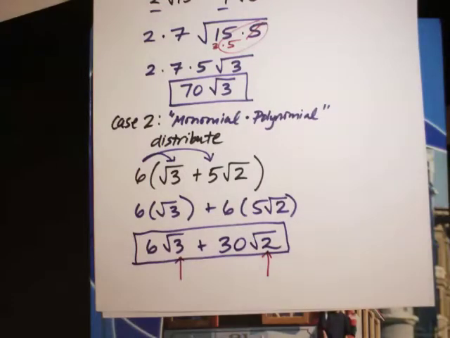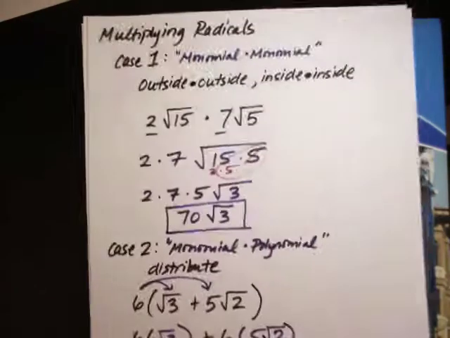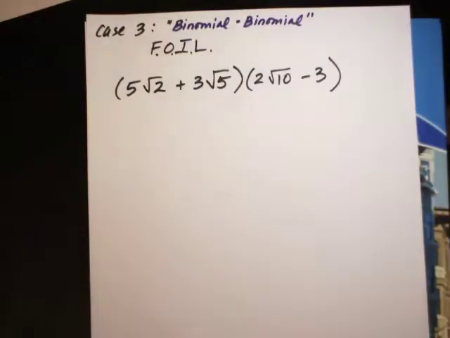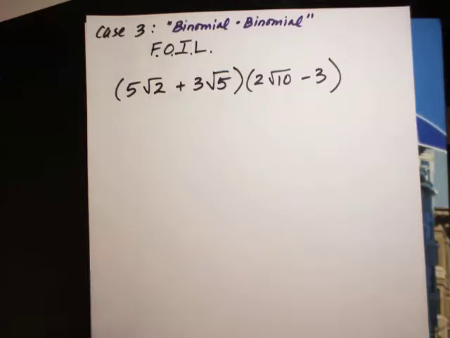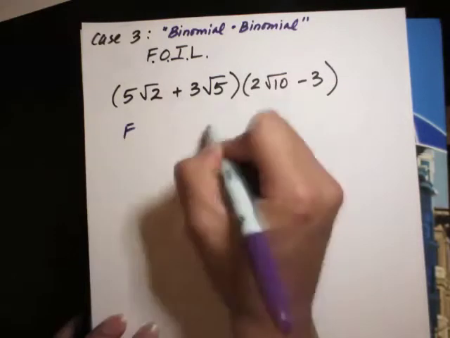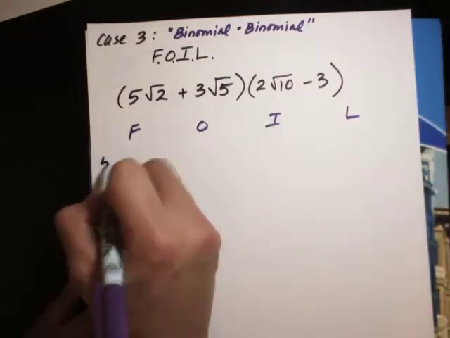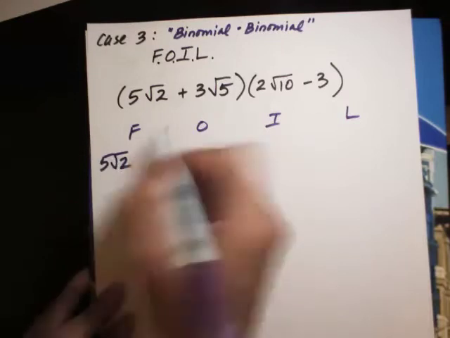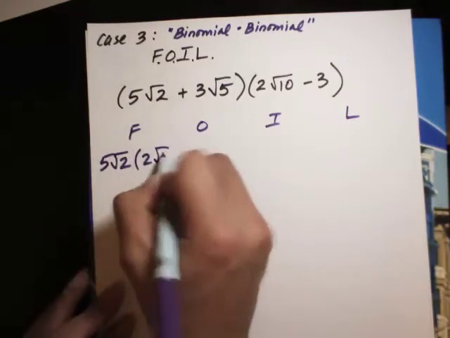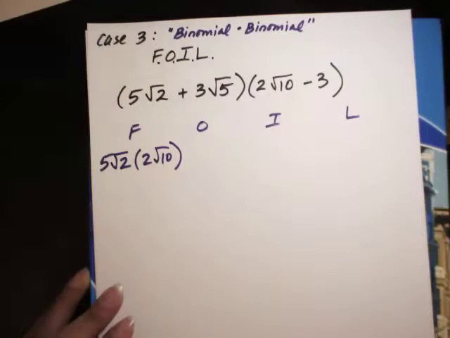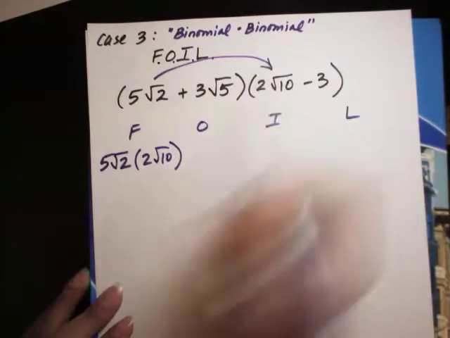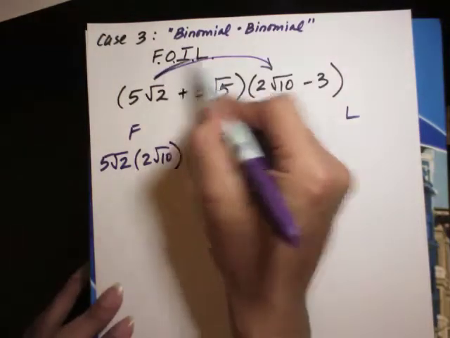Now the last case that you may see is a case where it looks like a binomial times a binomial. And just like we did in the previous section, we're going to be FOILing. Make sure that you keep everything very neat. I always like to write out FOIL. Just so we can break this out, first we have 5 radical 2 times 2 radical 10. For the first terms, that's right here.